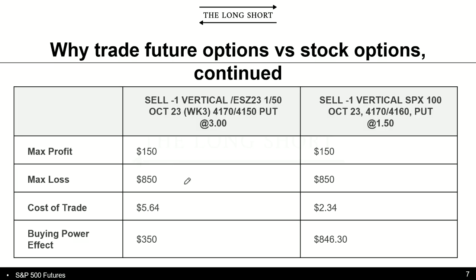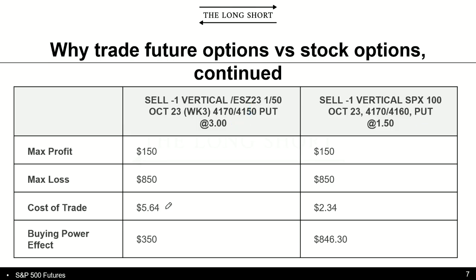Okay, max loss, same thing. I've tried to match max loss. It's a $1,000 spread, right? $1,000 is $10 wide in the SPX. It's $20 wide in the ES contract. That's a $1,000 spread. So our max profit is the amount of money we collect, the premium we collect, which is this, which is also 150 on the SPX index side.